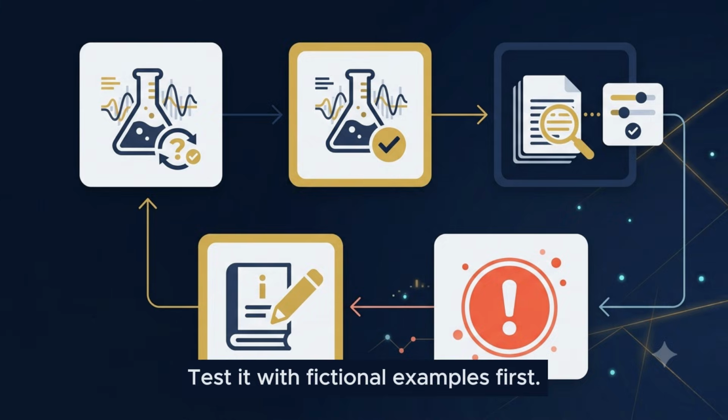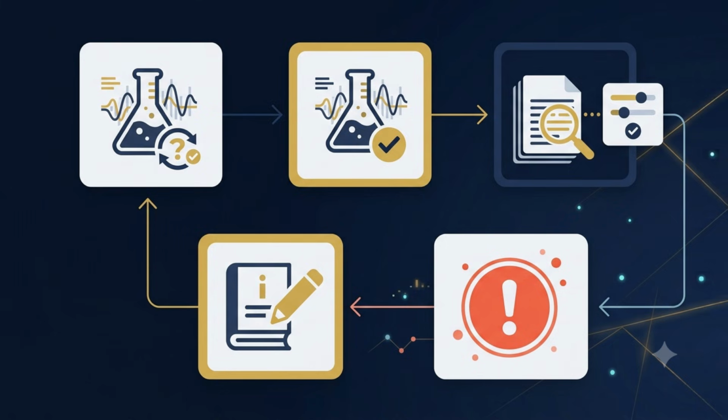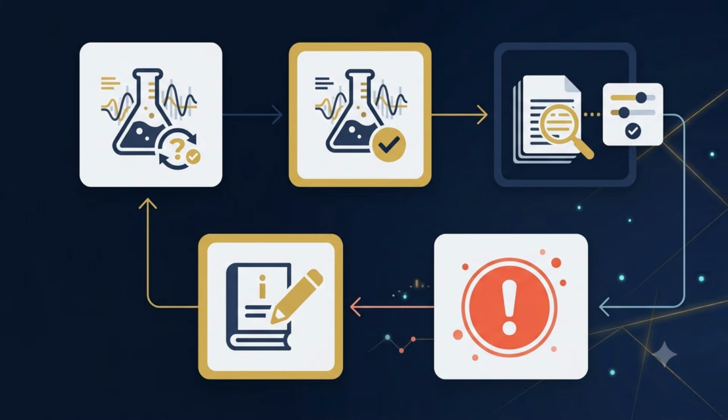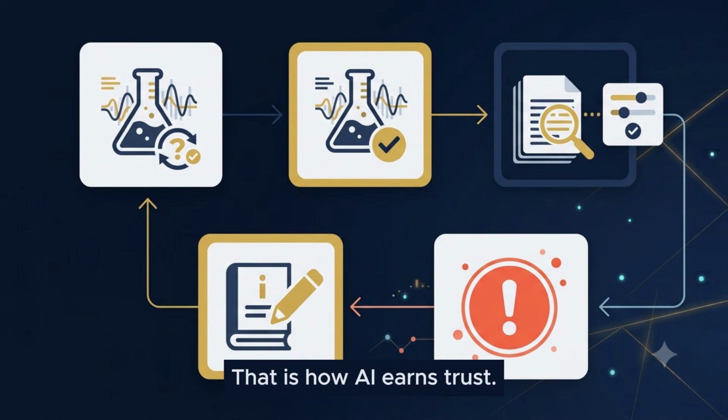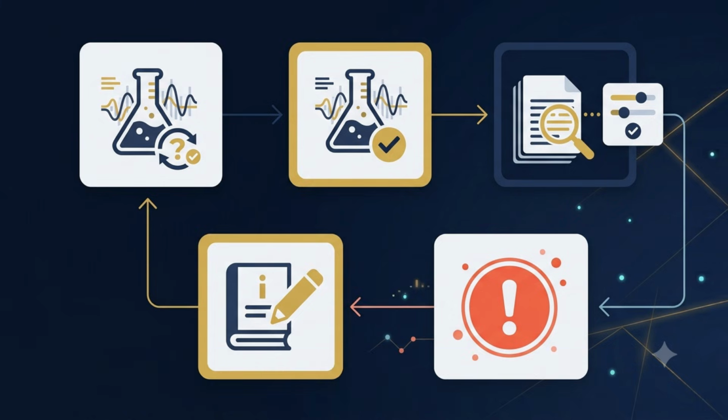Test it with fictional examples first. Compare every important claim with the source. Improve the instructions when the evidence shows a problem, and keep people responsible for consequential decisions. That is how AI earns trust, not through confident language, but through a workflow people can inspect, test, and improve.